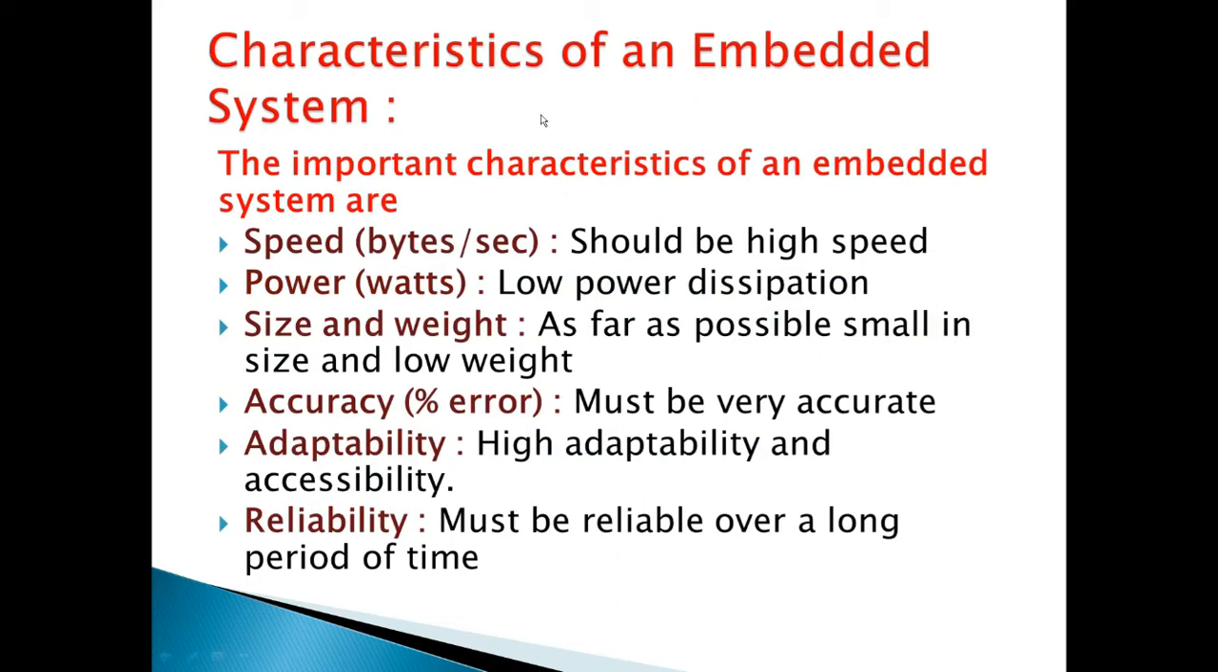So, in a summarized manner, the speed in bytes per second should be high; power in watts, low power dissipation; size and weight as far as possible small in size and low weight. Accuracy, in percentage of error, must be accurate. The next point is adaptability, high adaptability and accessibility. Reliability: must be reliable over a long period of time. These are some of the characteristics of embedded systems.